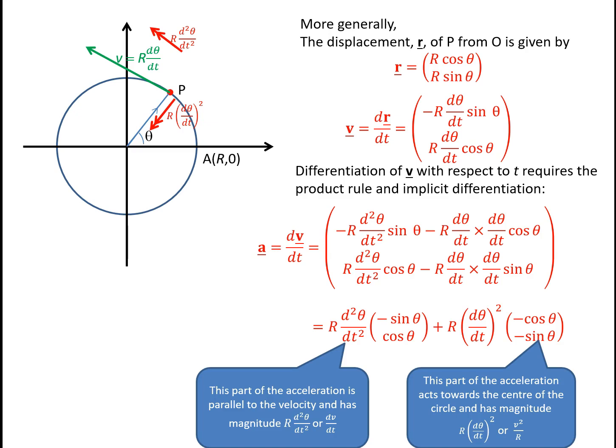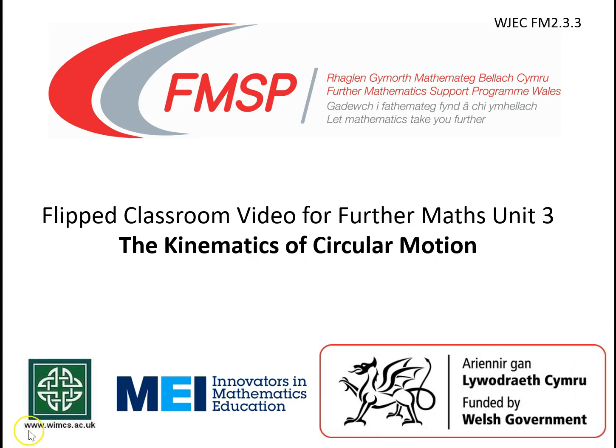That's a fairly hairy proof of the acceleration in this general case. As we said before, the important thing is to realise that there is definitely an acceleration towards the centre of the circle of size r times (dθ/dt)². So that's r times the angular velocity squared, or equivalently of size v²/r, which is the speed squared divided by the radius. In the next two videos, we will be making use of these results to solve some problems involving circular motion.